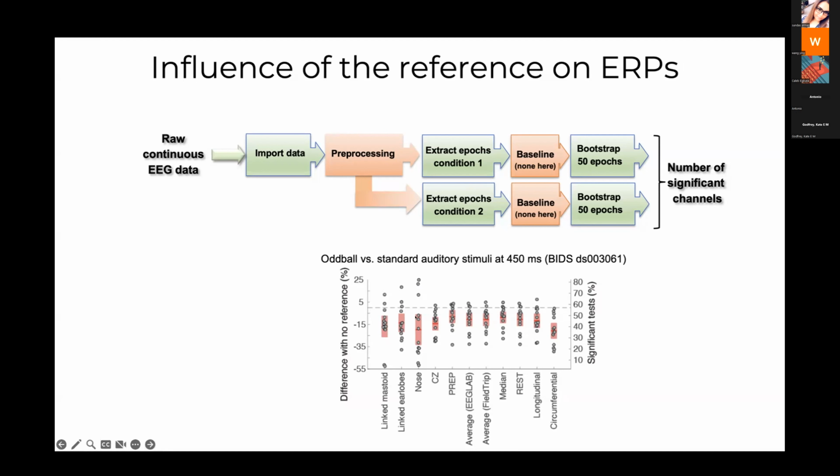In that case, they all perform very well. The nose reference is worse. This is known from the literature. And the earlobes also have more noise compared to the other ones here. These are not references which are usually used in clinical settings for epilepsy, so it's not that relevant. So this was about the reference.